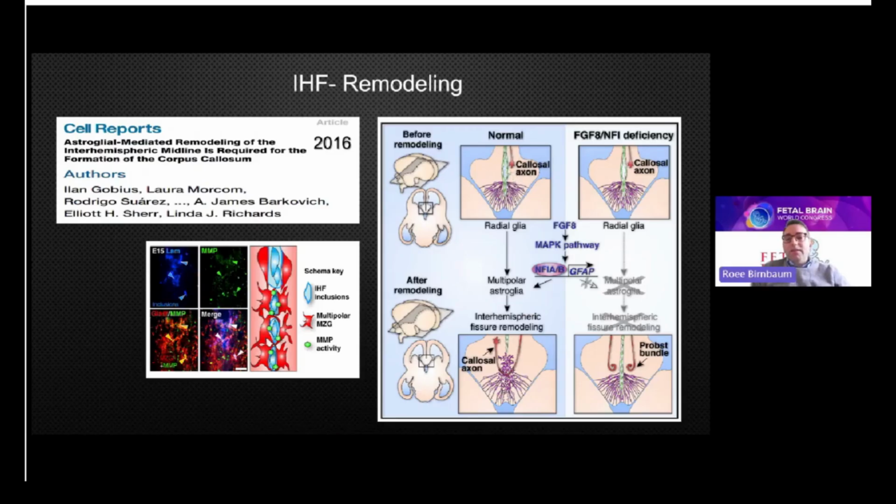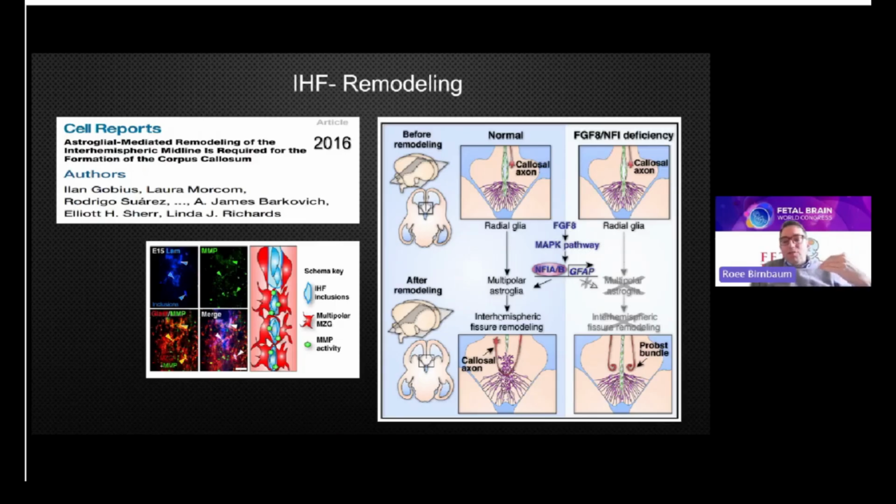However, at this point they cannot do anything because they have no supportive cells. What happens here is that radial glial cells transform into multipolar astroglia under the influence of FGF8, which influences the MAP kinase pathway.